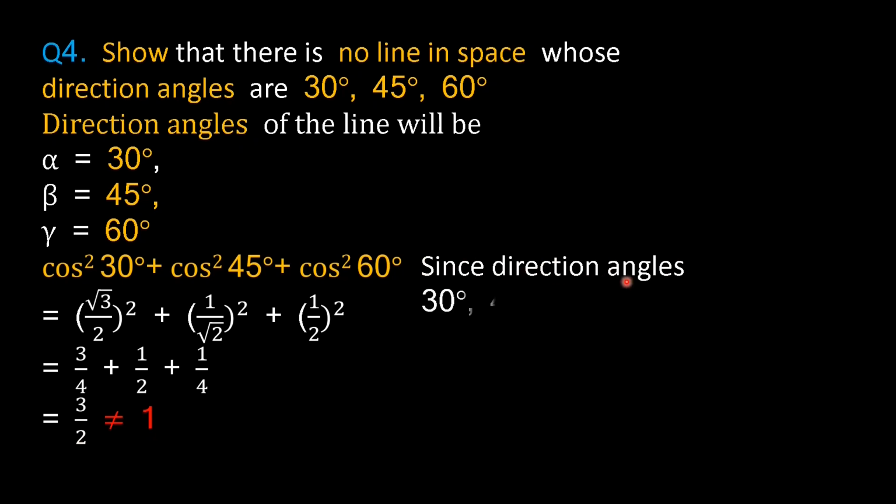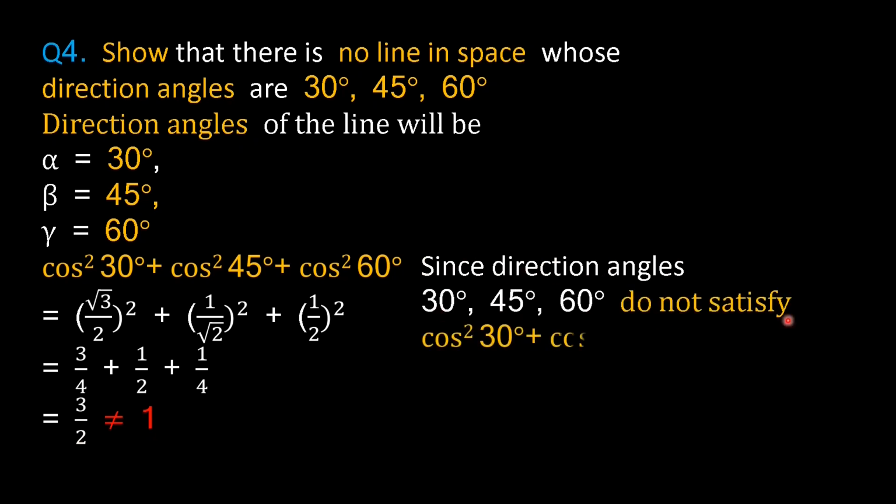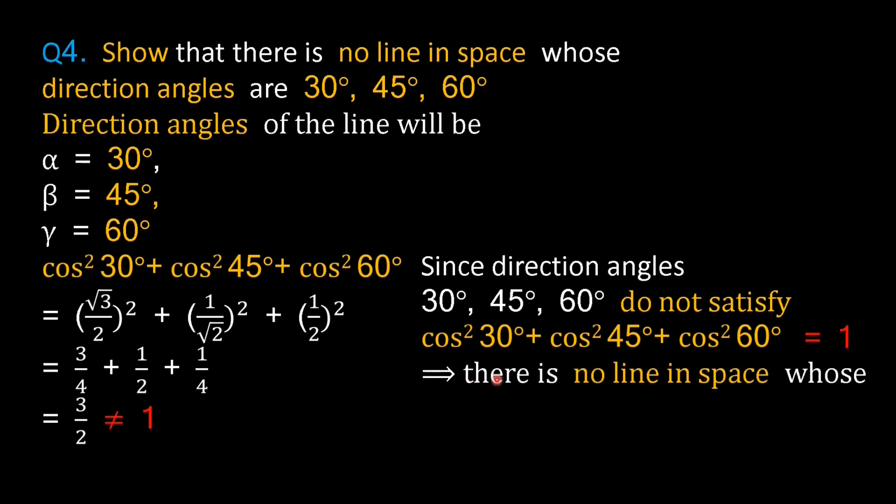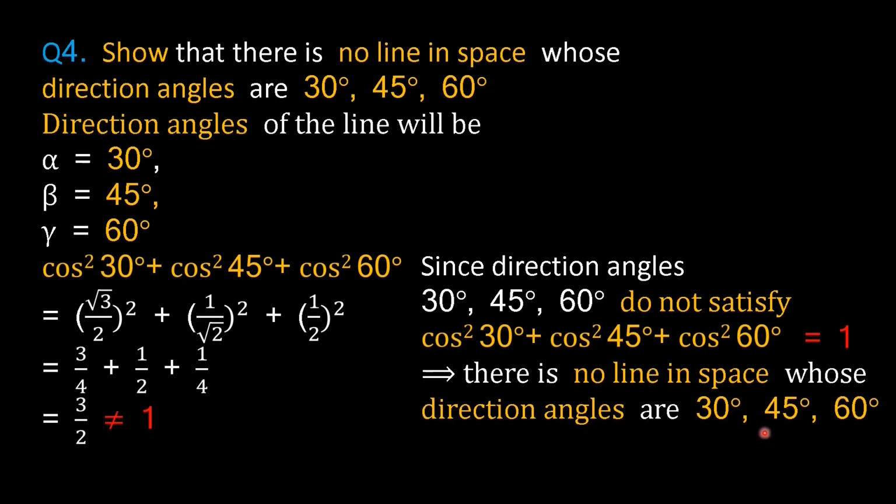Since the direction angles 30 degrees, 45 degrees, 60 degrees do not satisfy the condition cos square 30 plus cos square 45 plus cos square 60 equals 1, we can say that there is no line in space whose direction angles are 30 degrees, 45 degrees and 60 degrees.